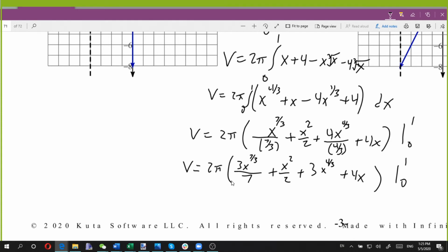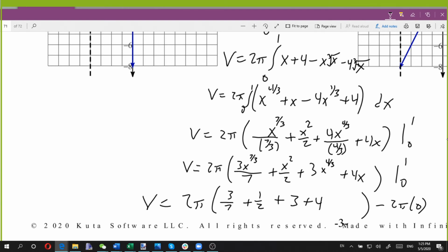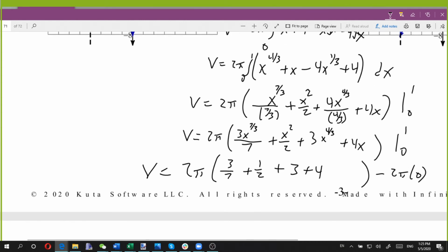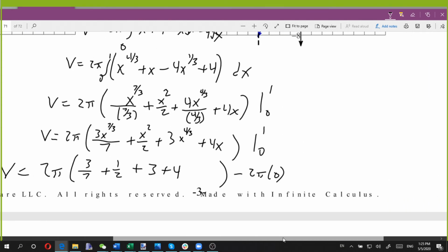Okay, and I'm ready to plug in. So I'm going to jump down to Kelly. What happens when we plug in upper bound minus lower bound? It's 3 over 7 plus 1/2 plus 3 plus 4 minus 0. Okay. So I distributed the 2 pi to both the upper bound and the lower bound, but because we're multiplying by 0, we're not going to worry about it. I don't really want to run off the page, so I'm going to draw a squiggly line and keep going over here.